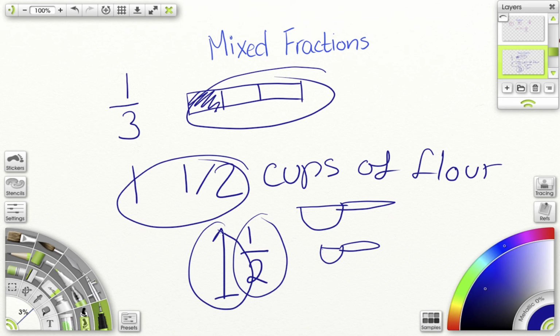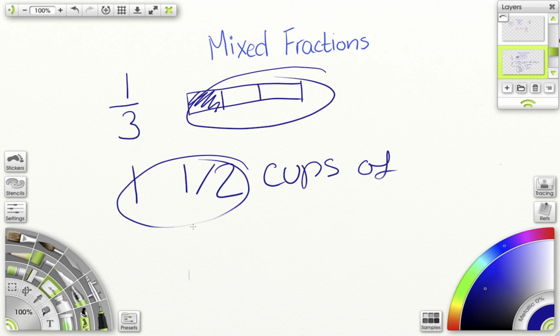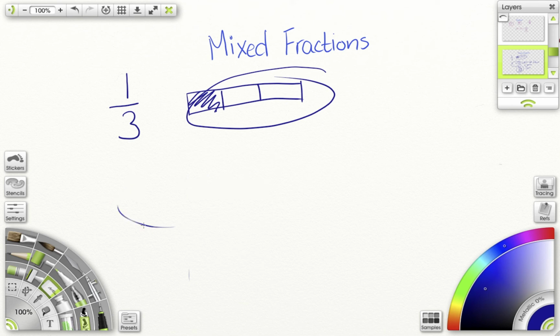So the way we represent it is with that big whole number and then the fraction right beside it. Let's look at another example. Let's say a recipe calls for 1 1/3 cups of milk. It would look like this in the recipe book: 1 1/3 cups of milk.